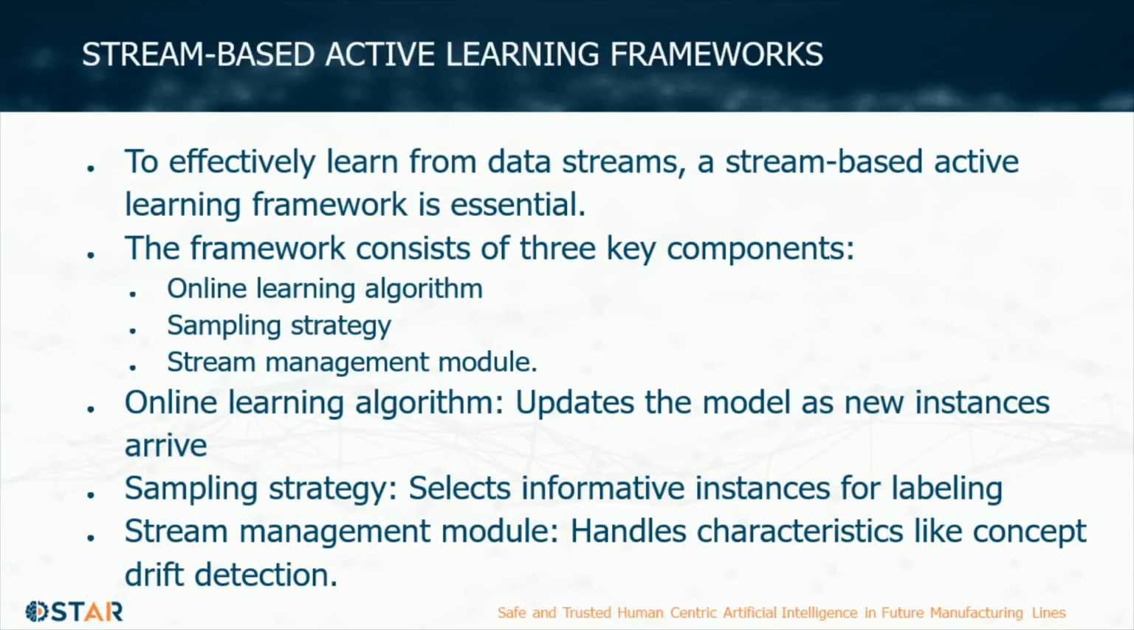3. Stream-based active learning framework. To effectively learn from data streams, a stream-based active learning framework is essential. This framework typically consists of 3 key components: an online learning algorithm, an uncertainty or diversity sampling strategy, and a stream management module. The online learning algorithm continuously updates the model as new instances arrive, while the sampling strategy selects the most informative instances for labeling. The stream management module handles the data stream's characteristics, including concept drift detection and adaptation.